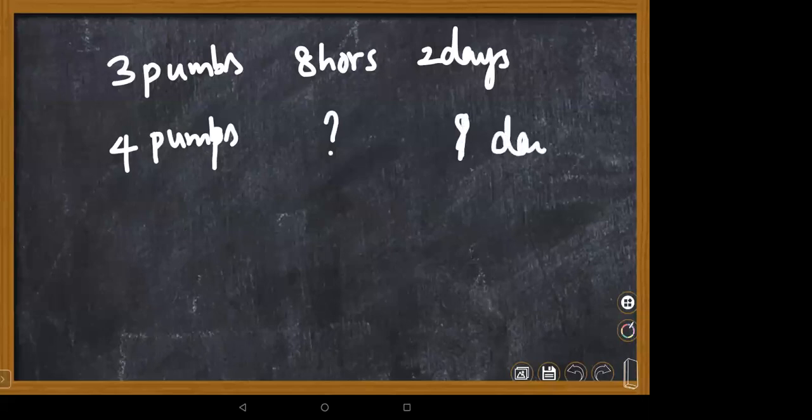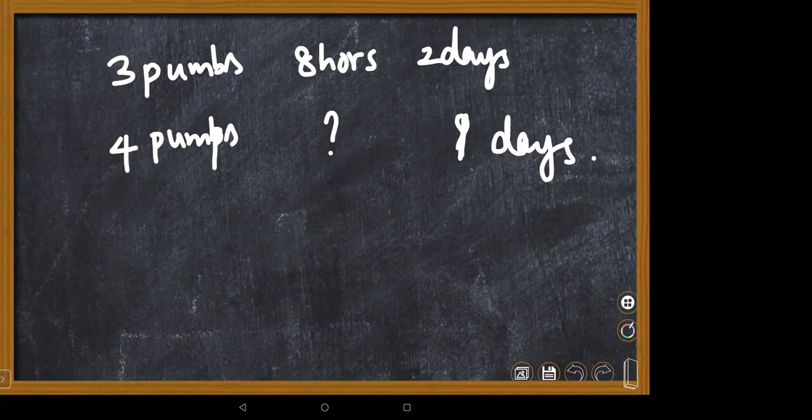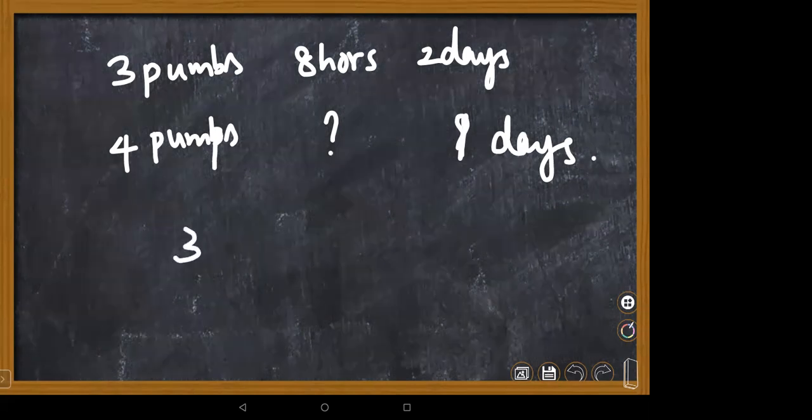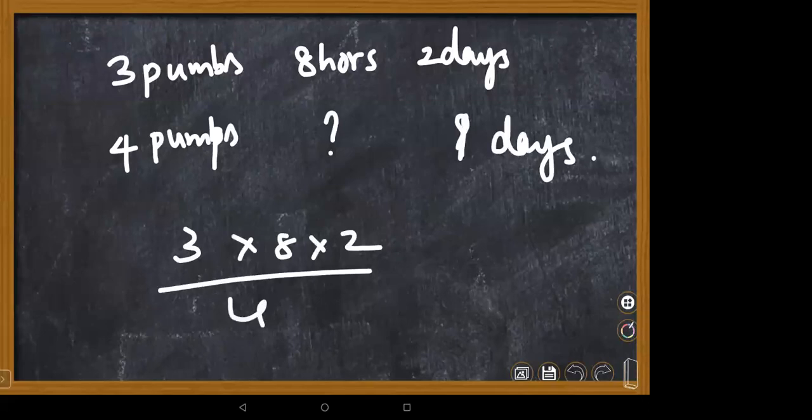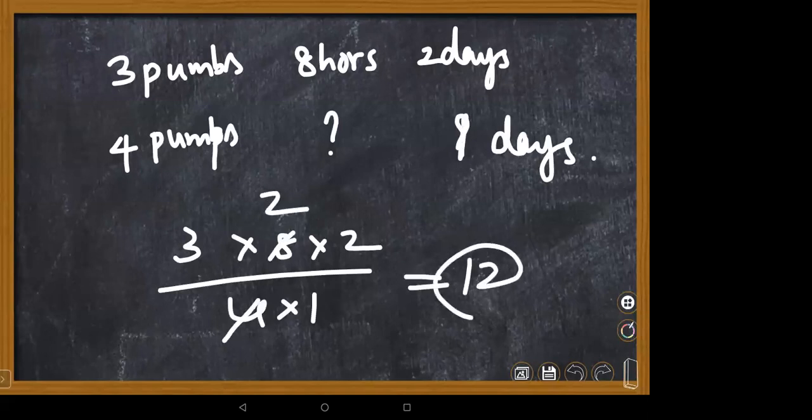Children, 3 pumps, 8 hours. Ma'am, I got the answer as 12 hours. Correct. How did you do it? Ma'am, same: 3 into 8 into 2 by 4 into 1. Actually, this crisscross method is a formula, ma'am. That's okay, that's a simple technique. But how you are supposed to do that is very important. If it comes in a subjective paper, you're supposed to write it.